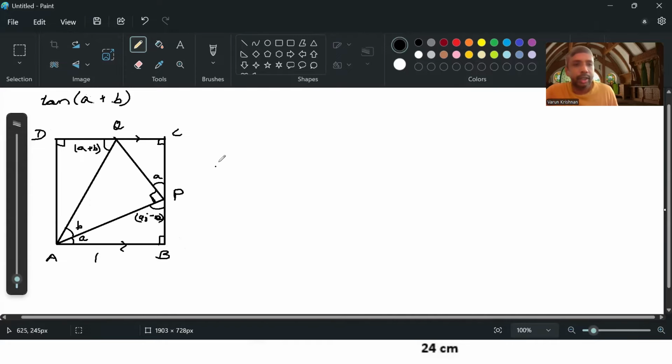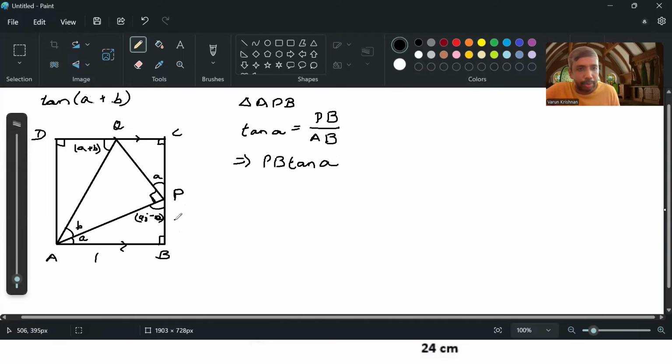Now with this understanding, let me first focus on triangle APB. In triangle APB, let me find tan a. I know that in a right angle triangle, tan of an angle is opposite side by adjacent side, or perpendicular by base. In this case, the perpendicular is PB and the base is AB. Because AB is 1, the length of PB is equal to tan a. Let me make a note of that here. So we have found this by applying very basic trigonometry.